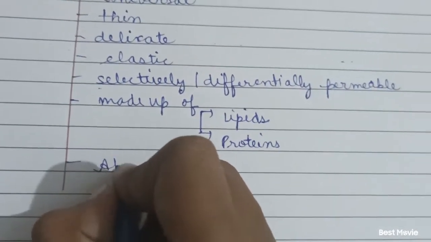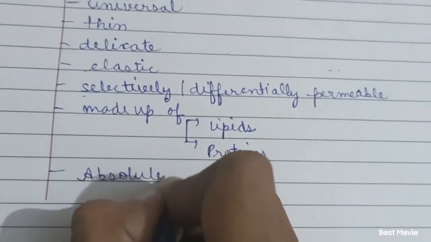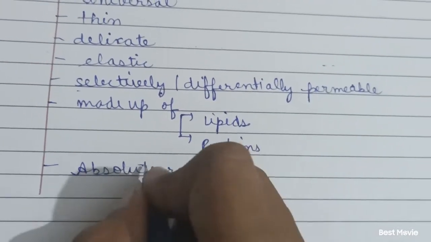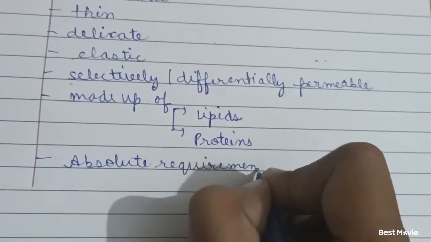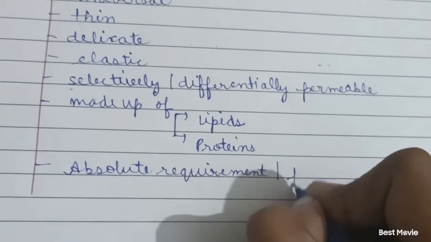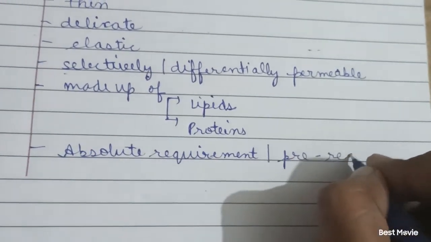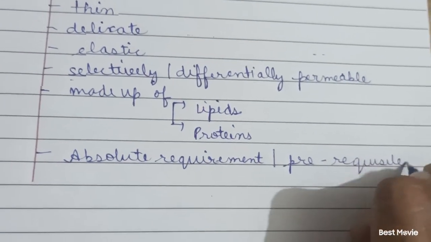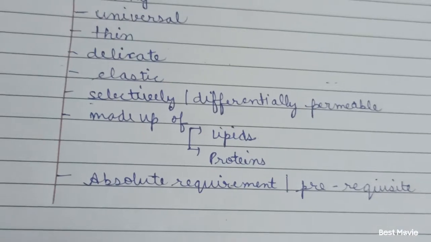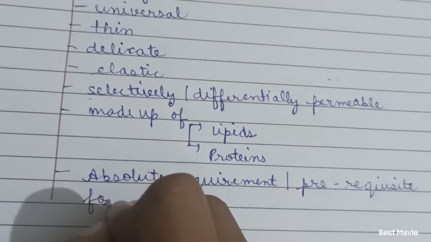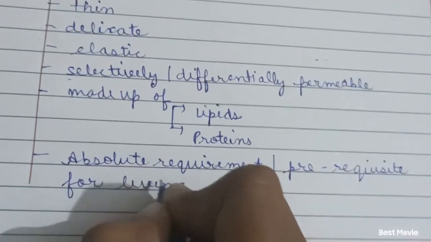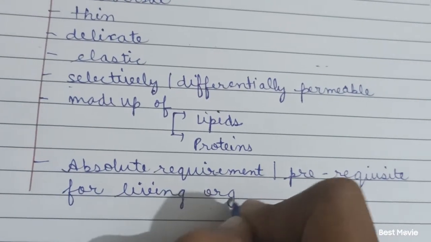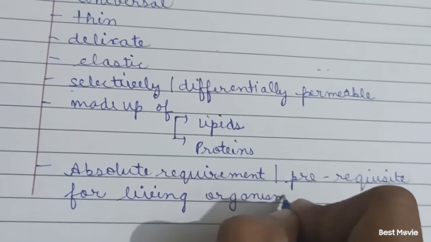And it is universal. It is the absolute requirement or the basic necessity, or prerequisite in scientific words. It is a prerequisite for all living organisms, including prokaryotes, eukaryotes, plant cells, animal cells.